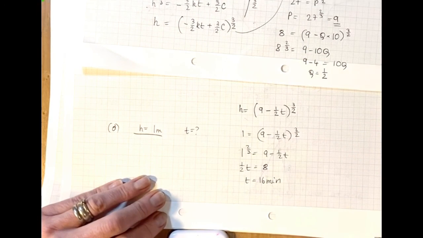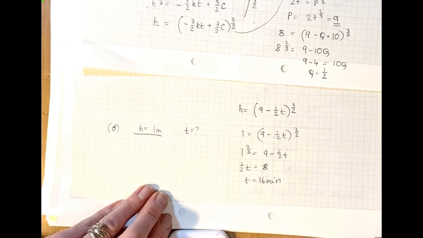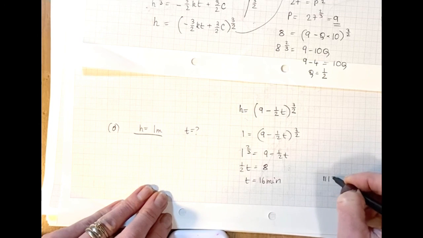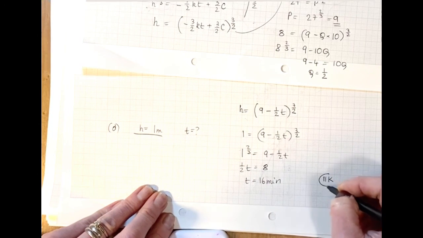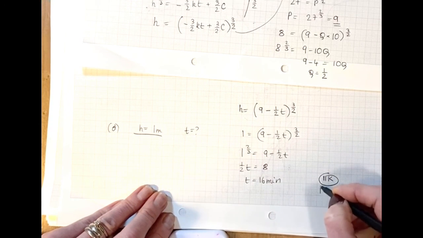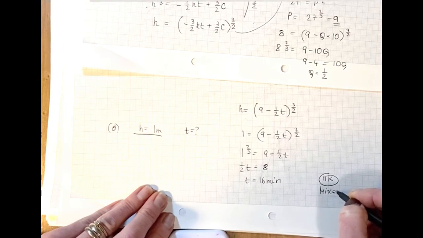So that takes us to the end of chapter 11. And therefore you've got exercise 11K and the mixed exercise.